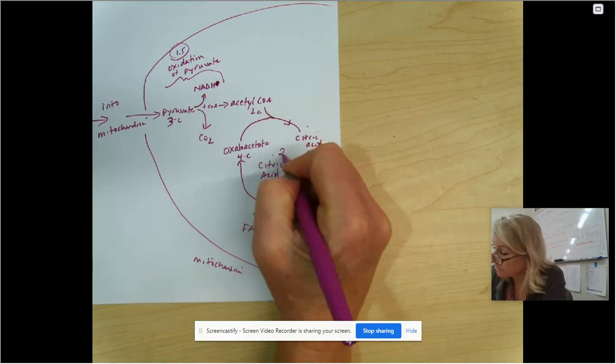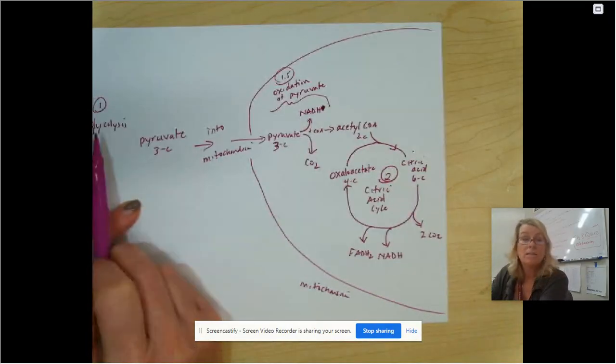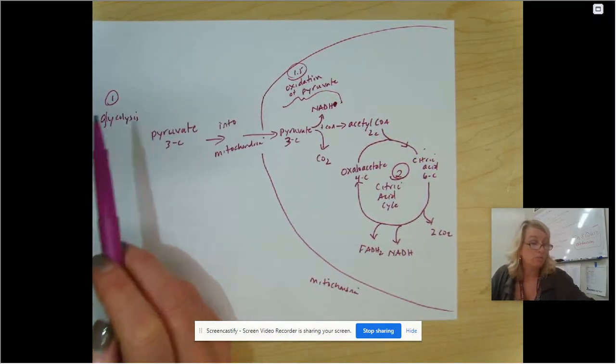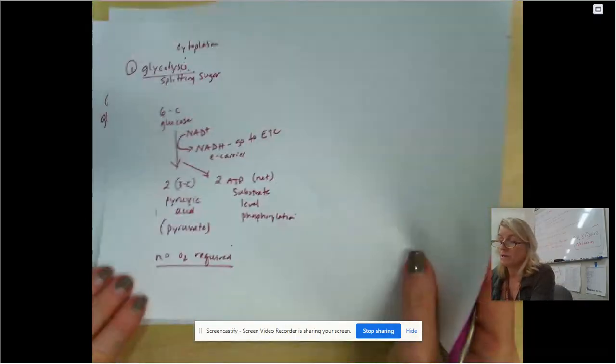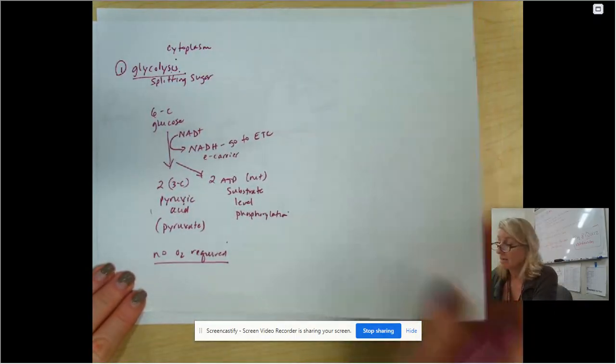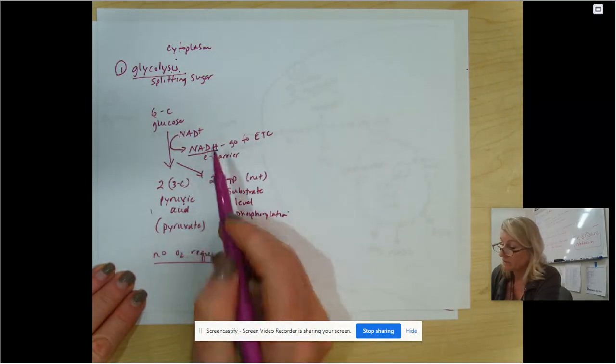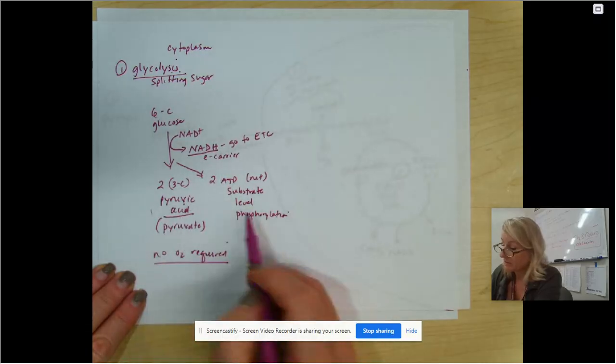And this is step 2. Okay, so step 1 is glycolysis, which we already drew over here. And this is what you need to know about it. Okay, you need to know that's produced, and that's produced.